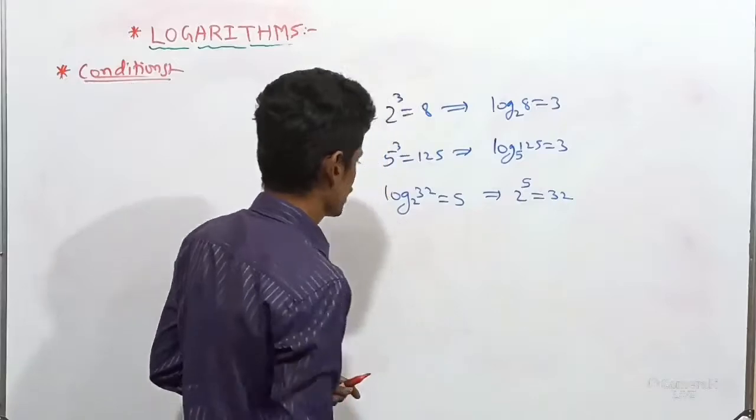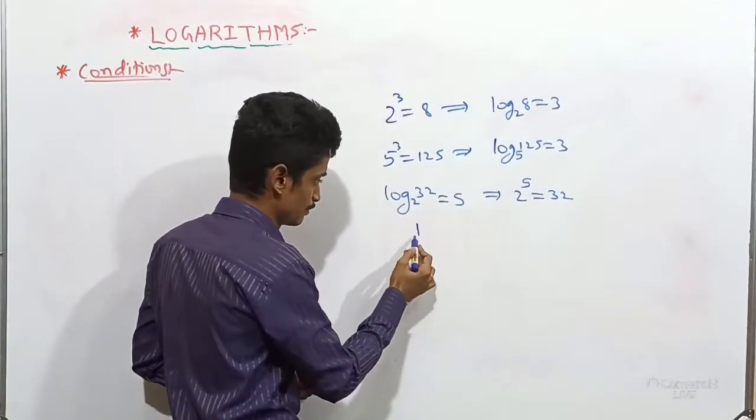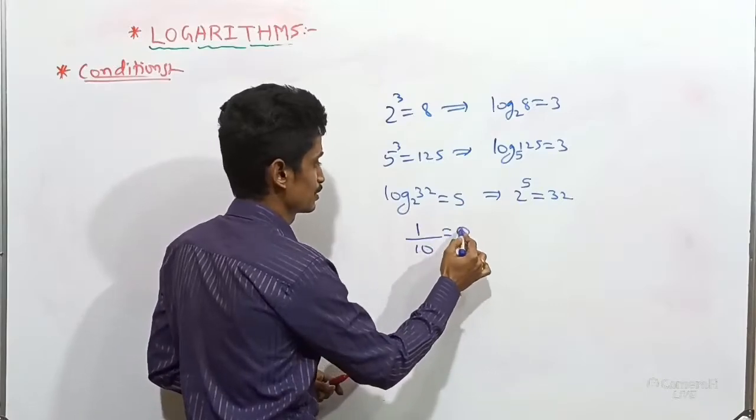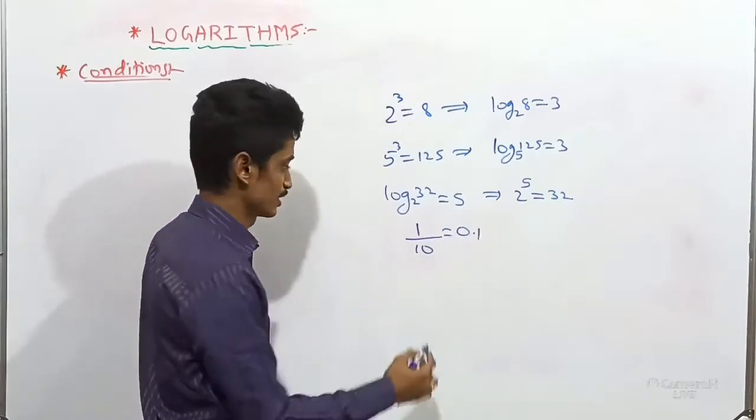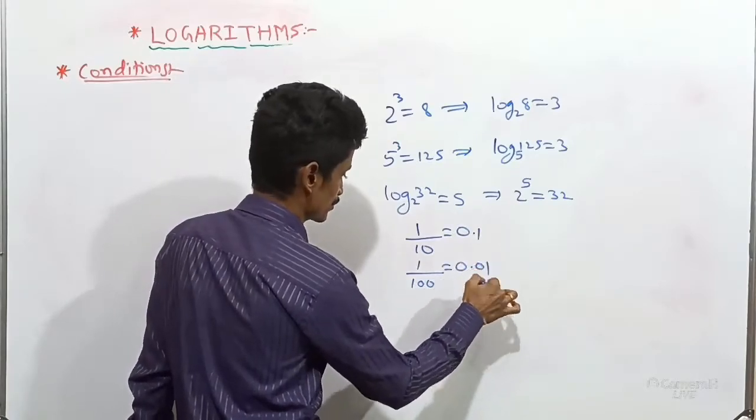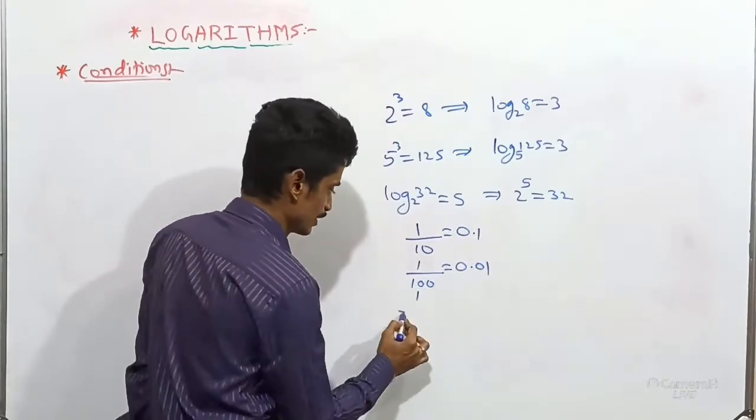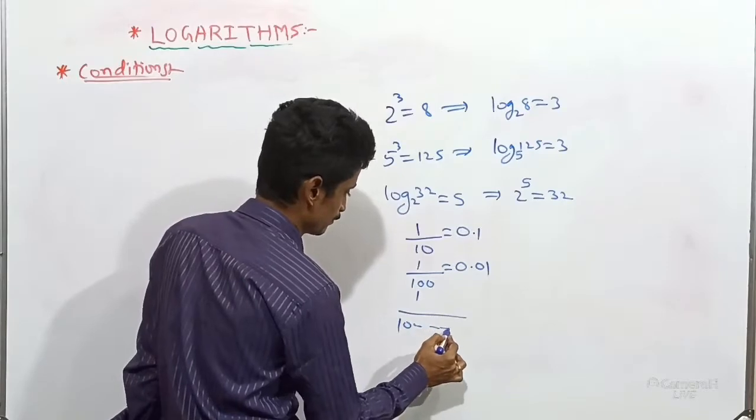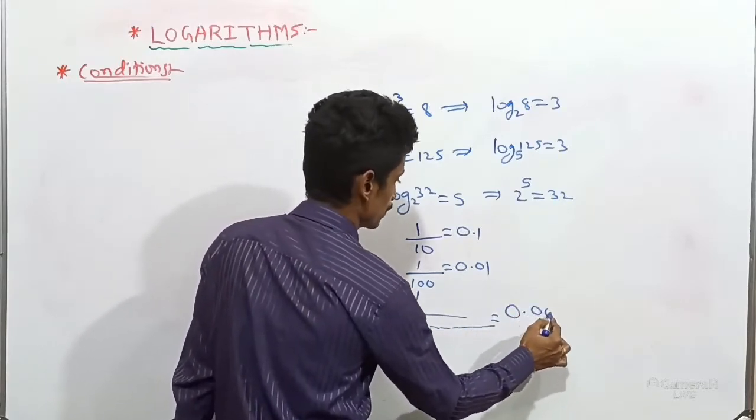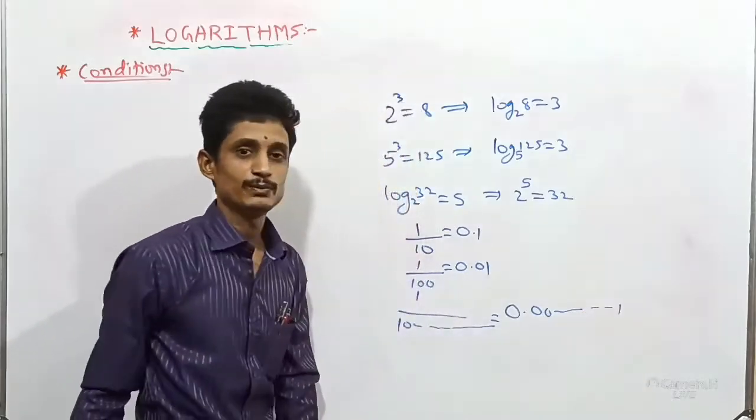Before going to those conditions, let's take some examples. 1 divided by 10. What is the actual result? 0.1. 1 divided by 100. What is your answer? 0.01. 1 divided by 1 followed by many 0s and so on. Your answer is also 0.0000 and so on 1.